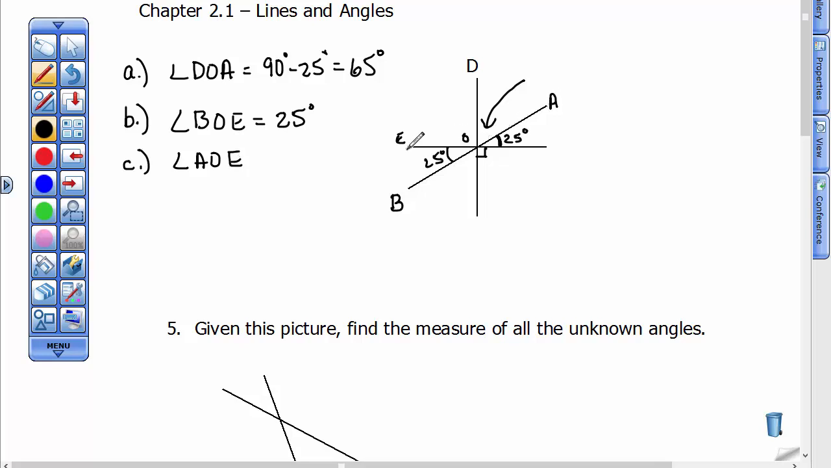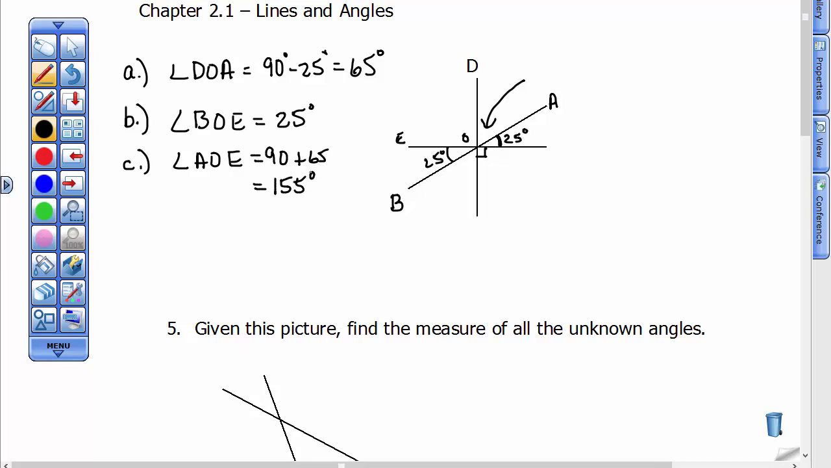AOE has got to be the sum of this right angle and this angle right here. We already found DOA to be 65 degrees, so it's got to be 90 plus 65 for a total of 155 degrees.